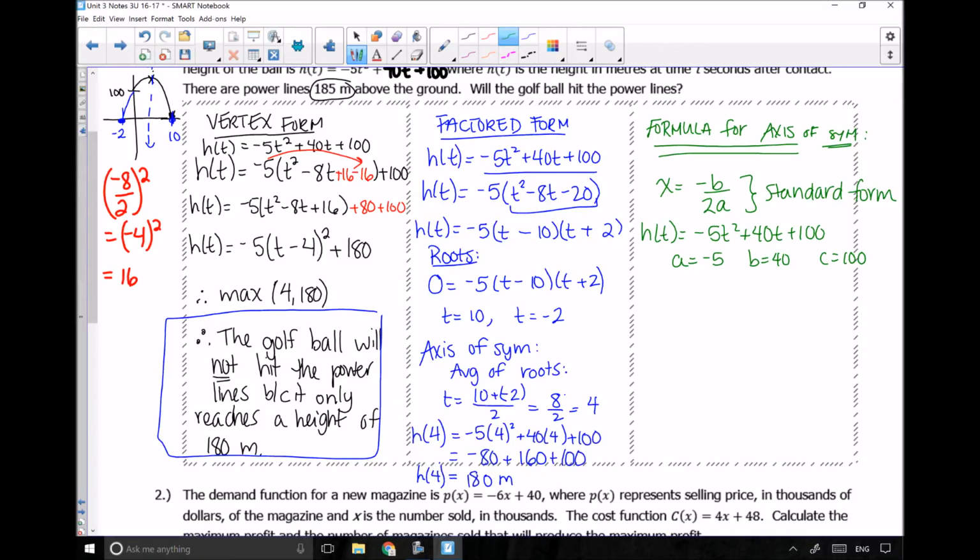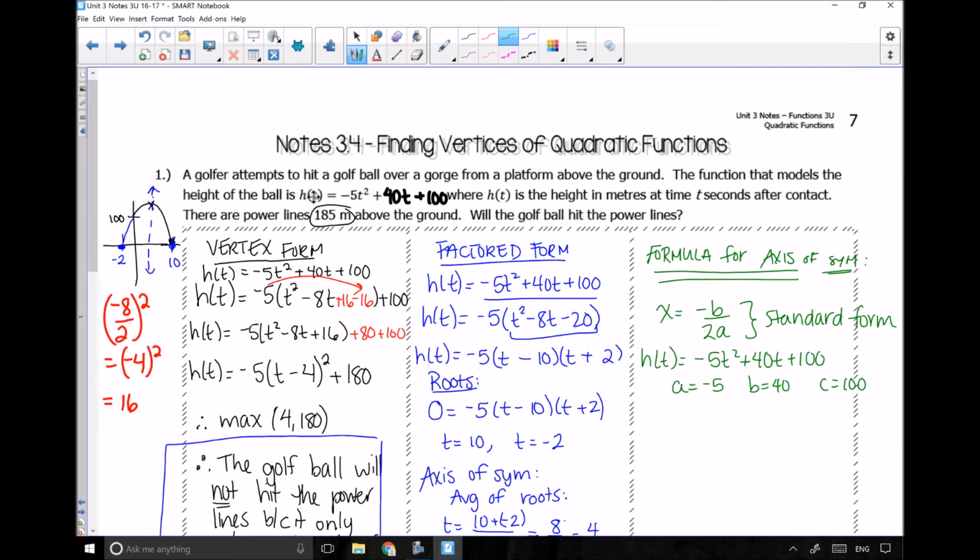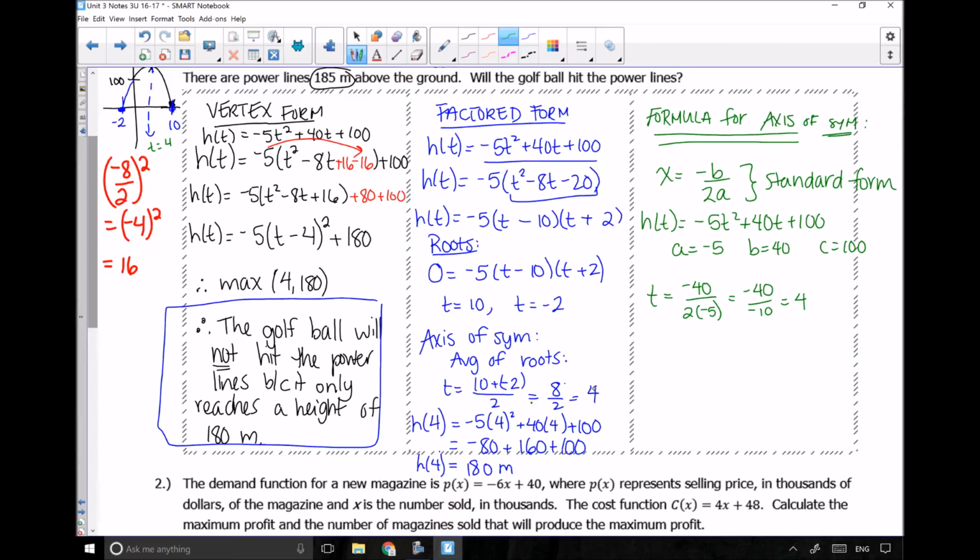Okay, so instead of using x here, we're going to use t, because this is in terms of t instead of x, but it's the same idea. So we're going to say t equals negative b, so we're going to do negative 40 over 2 times a, which is negative 5. So I would get negative 40 over negative 10, which is 4. So again, my axis of symmetry here occurs when t equals 4, just like we figured out that our axis of symmetry here would also occur when t equals 4.